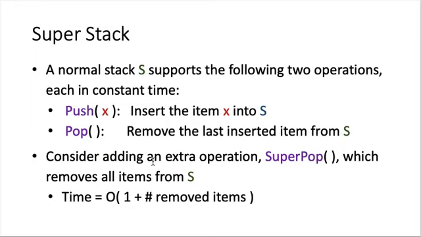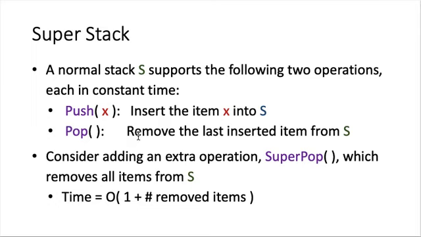And today we are going to add an extra operation called super pop. So what does super pop do? Super pop pops everything from the stack in one operation. With one super pop operation, we remove all the items from S. Now the time to perform this super pop is equal to 1, because there is an operation, plus the number of items that are removed. So it is like a general version of the pop operation.